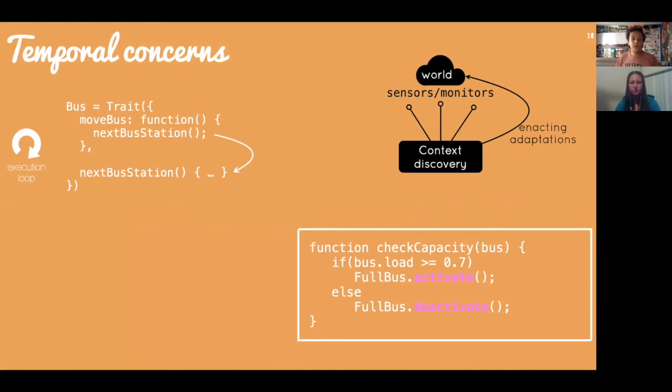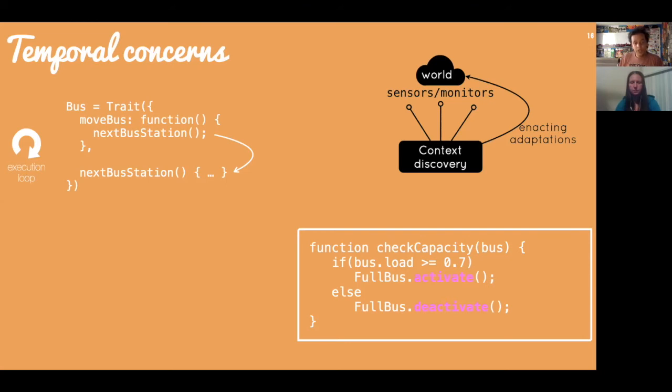In this case, we have the example for the full bus where we are monitoring the capacity of the bus and we want to say that the bus is going to be full whenever the capacity is over 70%. And in this case, effectively, we activate that context. So what is happening here?